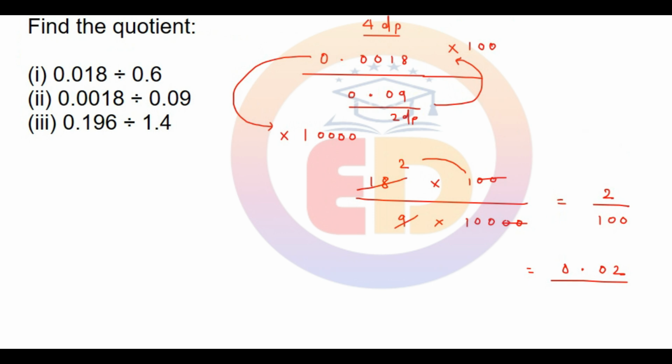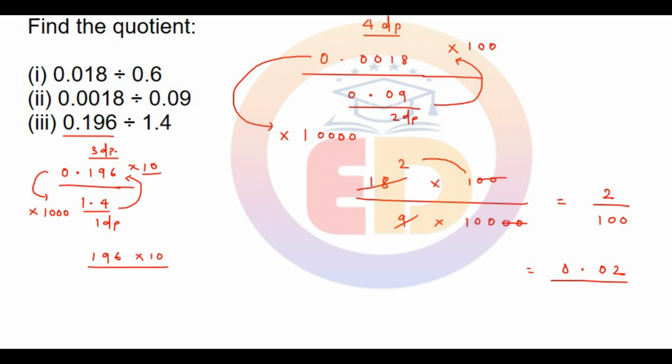This is 0.196 upon 1.4. Numerator 0.196 has 3 decimal places. So to remove these 3 decimal places, I have to multiply the denominator by 1. After 1, place 3 zeros. In the denominator, 1.4 has 1 decimal place. To remove this, multiply the numerator by 1. After 1, place 1 zero. It will become 196 multiplied by 10 upon 14 multiplied by 1000.